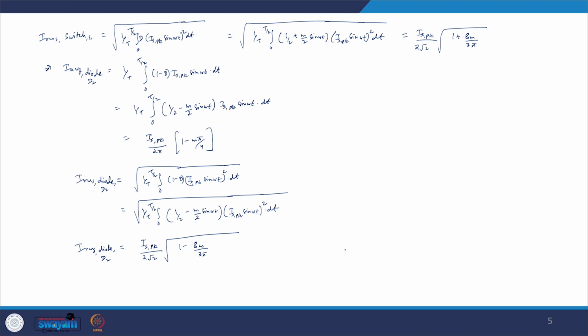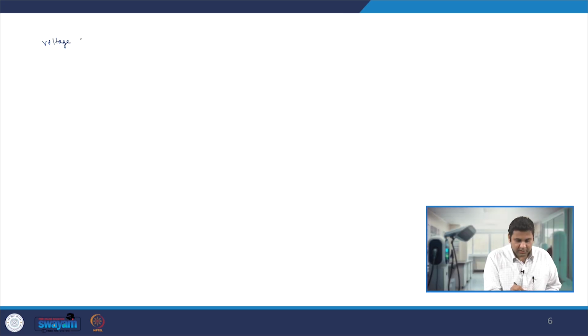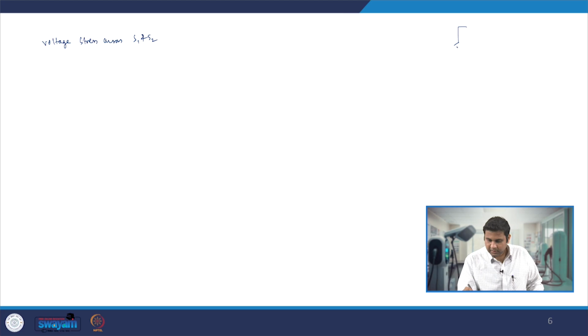Similarly, we can also talk about the voltage stress across the devices, across S1 and S2. If we look very carefully, let us say this is V0, and this is a fictitious point O.